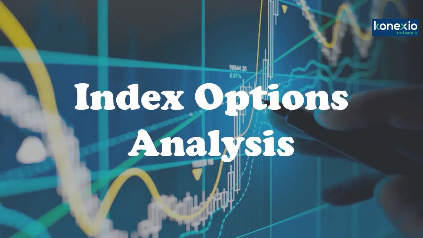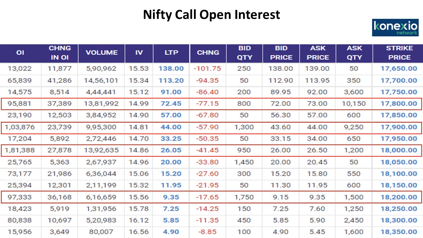Now let us come to the third segment of our show, which is option analysis. In option analysis, we will try to identify where the particular action has been seen in the calls and puts in Nifty and Bank Nifty. So now let us discuss what we have observed in Nifty calls. In Nifty calls, you will see on the screen that the action was seen in 17,800 calls, then 17,900 calls, then 18,000 calls, and 18,200 calls.